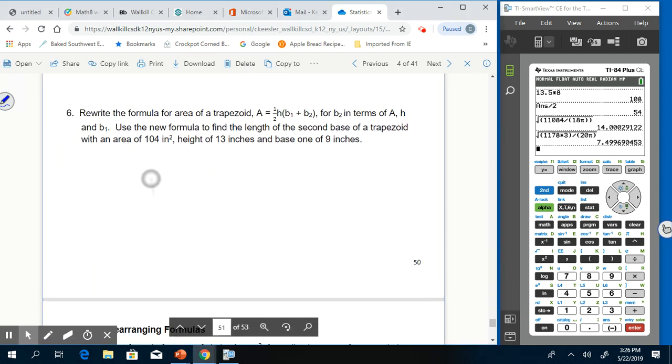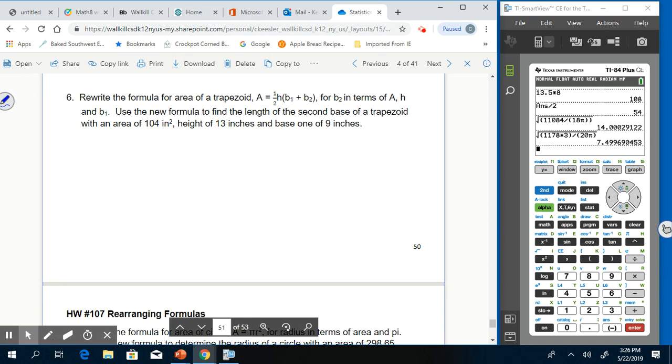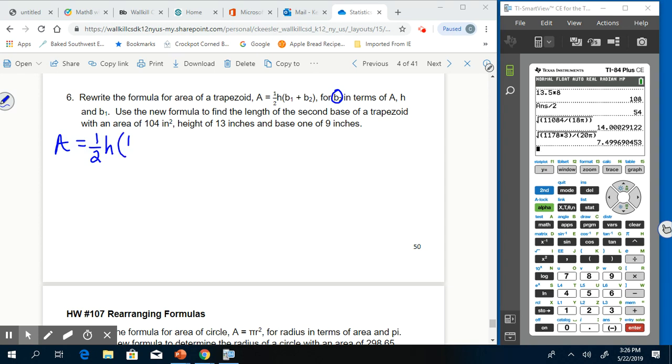All right, so number 6 says rewrite the formula for area of a trapezoid. Area equals 1/2 h times b1 plus b2 for b2 in terms of A, h, and b1. So b2 and b1, that means base 1 and base 2. Because in a trapezoid, we have 2 bases that we consider. So we want to solve for that b2. So we're going to start by writing the formula. Area equals 1/2 h times base 1 plus base 2.